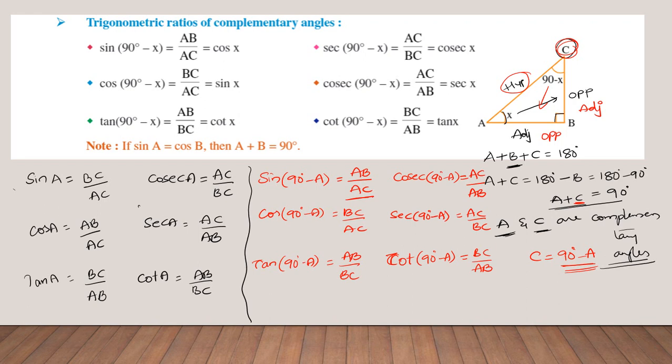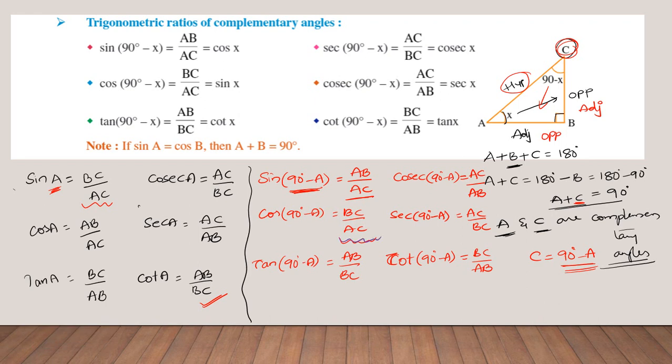So these are the 6 ratios obtained with respect to angle A, and these are the 6 ratios which we have obtained with respect to angle 90 minus A. If you sum up these two, A plus 90 minus A, it gives me 90 degrees. Now if you observe, where am I getting BC by AC? BC by AC is possible for cos of 90 minus A.